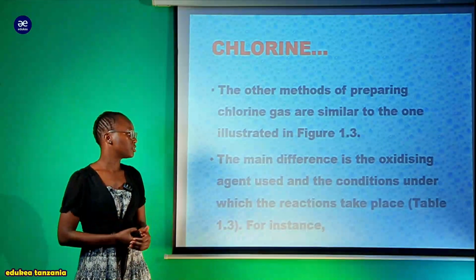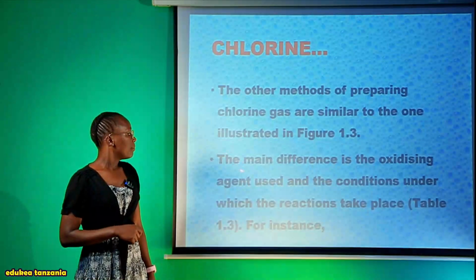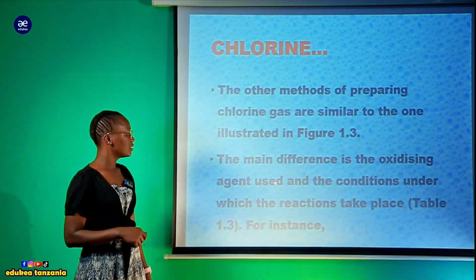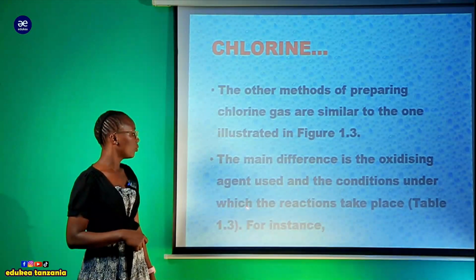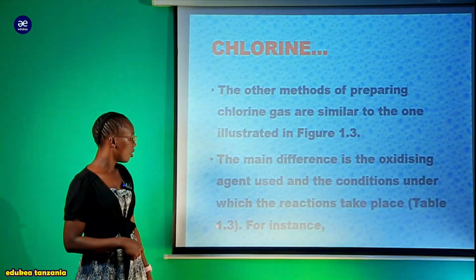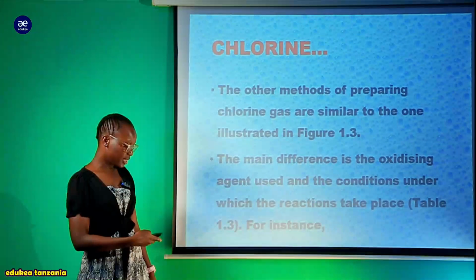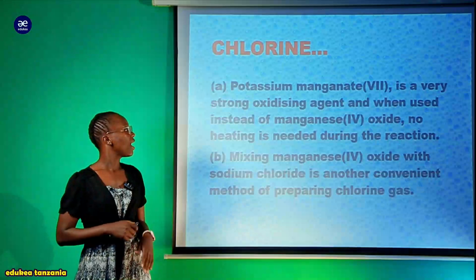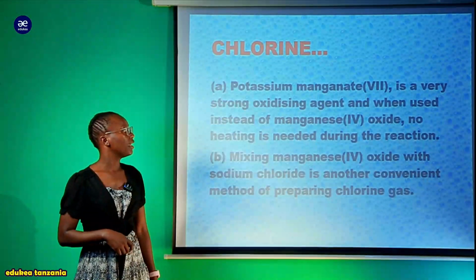Now the other methods of preparing chlorine gas are similar to the one illustrated in figure 1.3. These are the other methods. The main difference is in the oxidizing agent used and the conditions under which the reaction takes place. It is shown in table 1.3. For instance, we have potassium manganate.